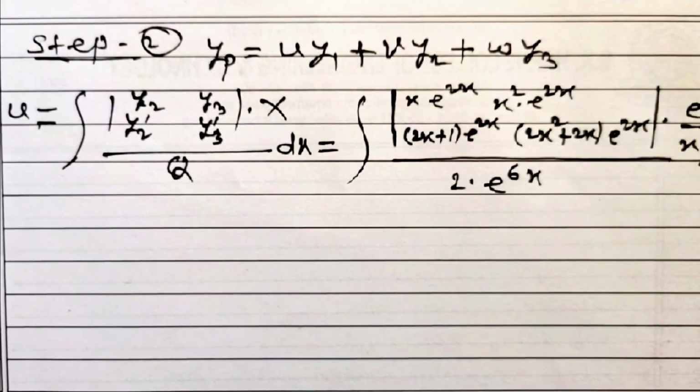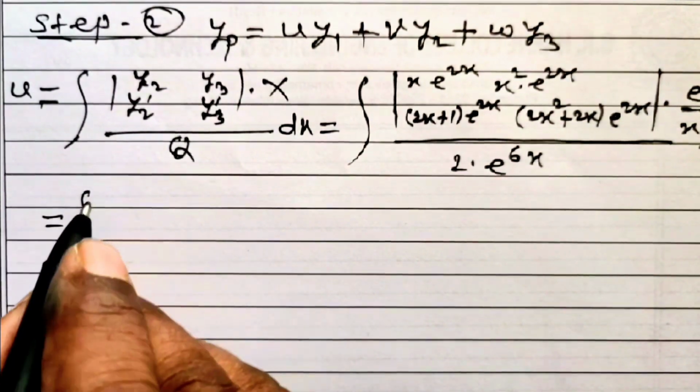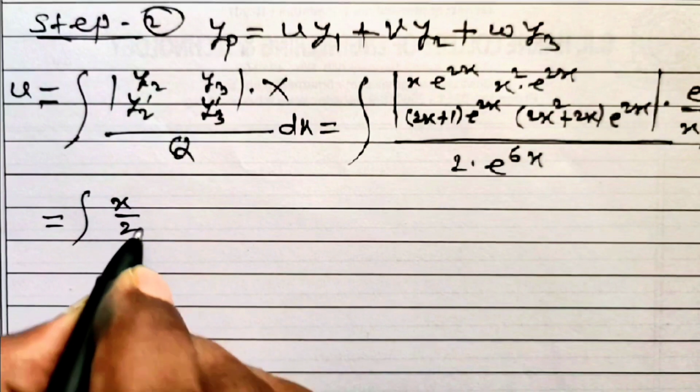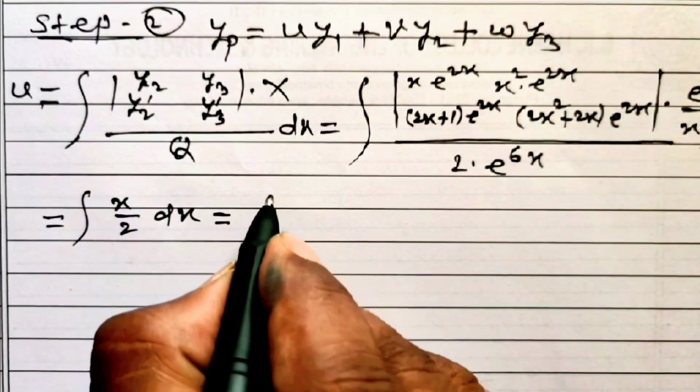And now we have to find out the value of the determinant. After simplification, this integral becomes the integral of x upon 2, integral with respect to x. So finally u is equal to x square upon 4.